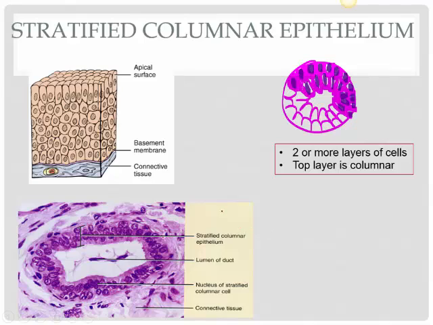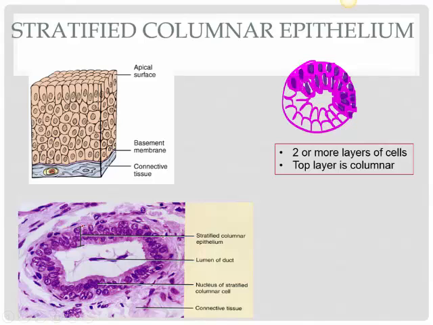Stratified columnar, I know this picture kind of gives you many layers of cells and the top layer being columnar. Usually this epithelium, when seen, usually tends to also, like the cuboidal, be made up of only two layers or maybe three maximum. The top layer, of course, is columnar, but it's not a very common epithelium. This kind of epithelium is rare. It tends to occur in patches.